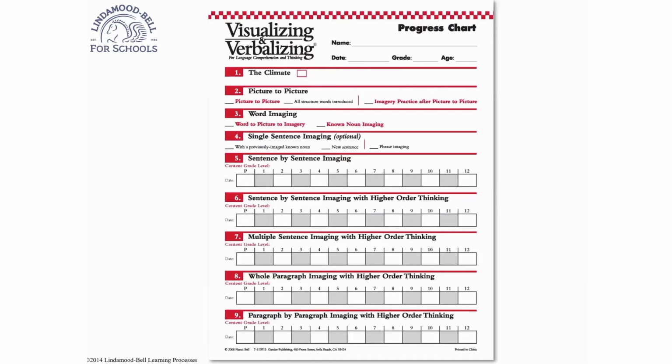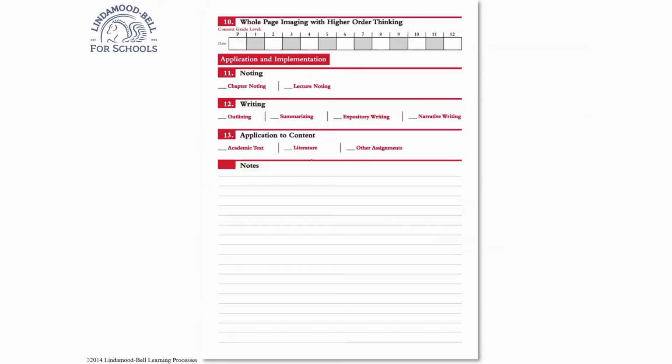The Visualizing and Verbalizing progress chart also comes in the kit. It has every single step in the program in sequence. It's a great place, again, to show when you've introduced one of the steps and when it's become stable. In the text steps, starting at sentence by sentence, there's a little section for you to check off as they move through different reading levels of material. The back of the Visualizing and Verbalizing checklist also has a section for notes. Anything that you think is important to note, to keep track of, you can use that sheet to document it.